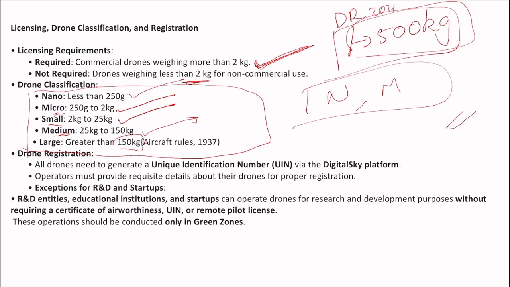After 500 kg, what will happen? For that, the Aircraft Rules 1937 will apply. From anywhere, like 501 kg, 502 kg, anything, the Aircraft Rules will apply.